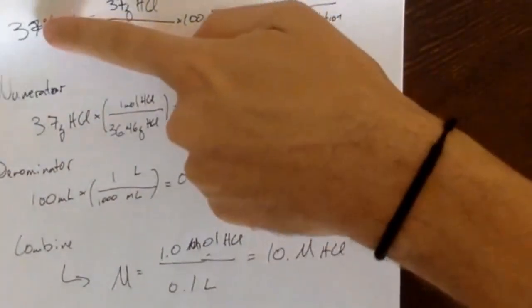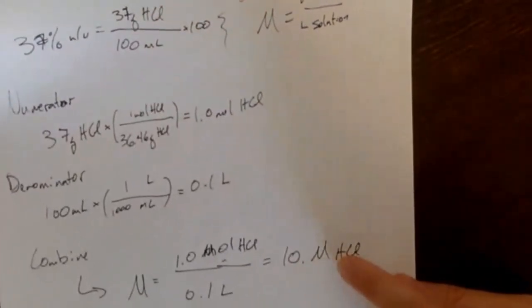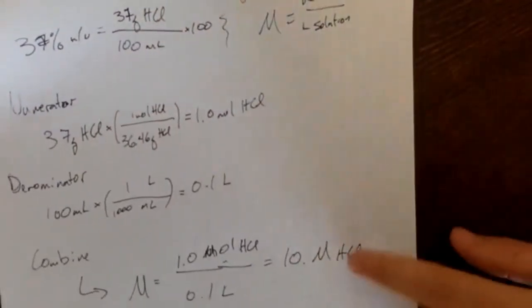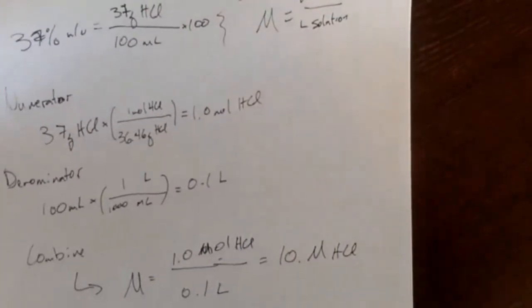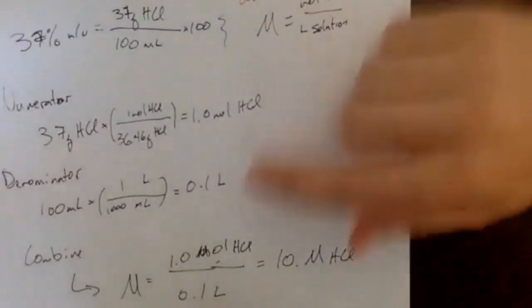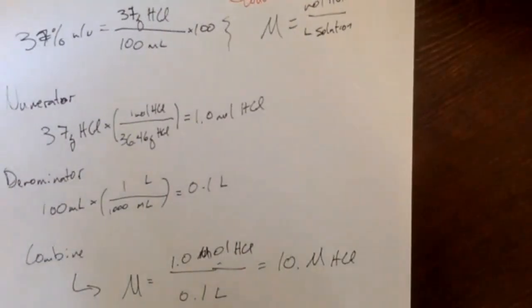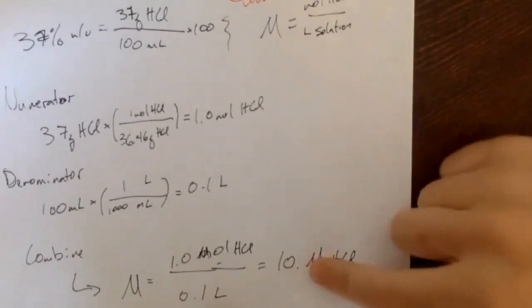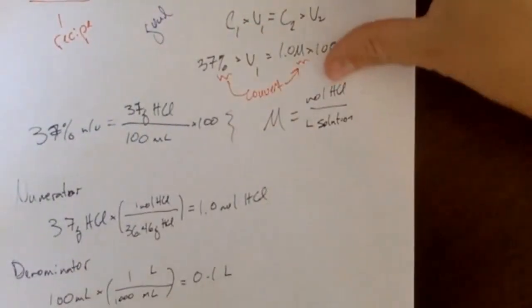37 is not chosen randomly. It is chosen because that is the same as having 10 molar HCl, and you could see 10 being much easier to think about dilutions in, and much more useful. It's not randomly just, oh, we sell this at this concentration for whatever reason. But we're not done. We just did the conversion. Now we want to go back to the actual dilution.